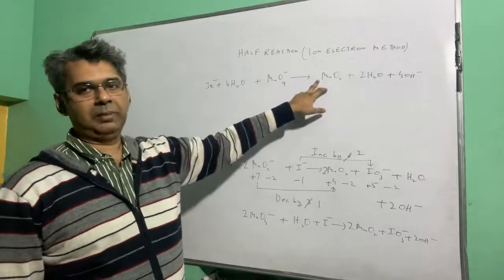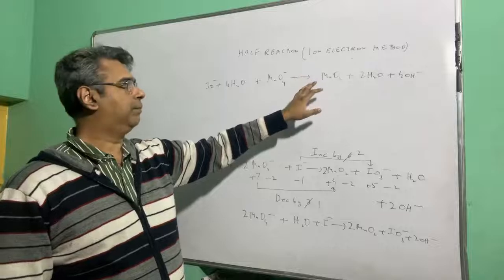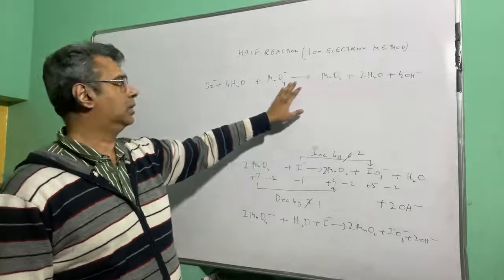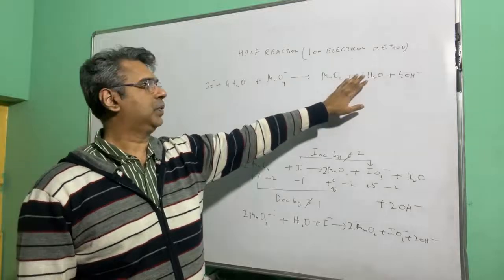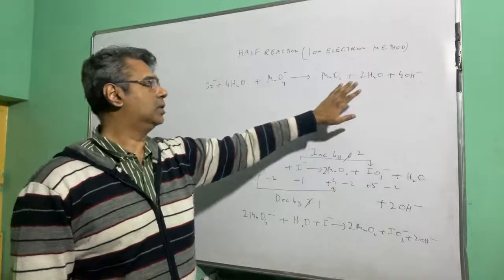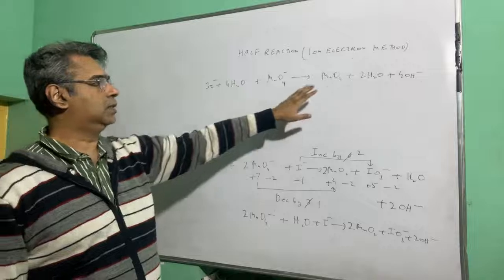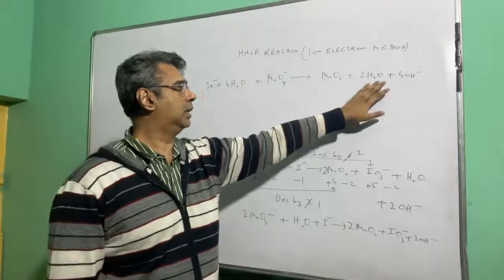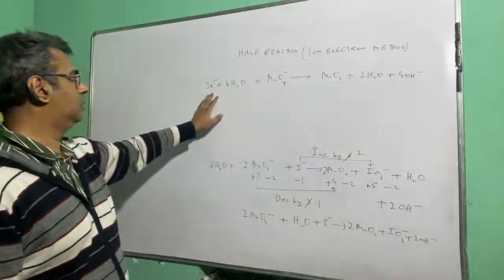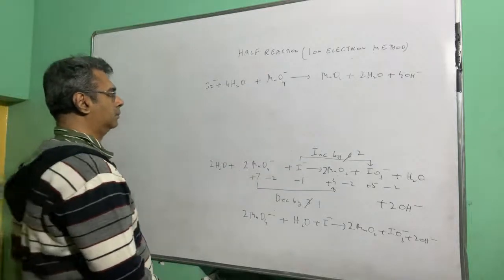Because Mn has to be balanced first. Mn is already balanced. Then comes oxygen. Now there is 4 here, there is 2 here. So there is a shortage of oxygen here. So you add 2H2O. Because you have added 2H2O, there is 4 hydrogen. So here you write 4H2O and here you write 4OH minus. So total charge is -4, total charge is -4.